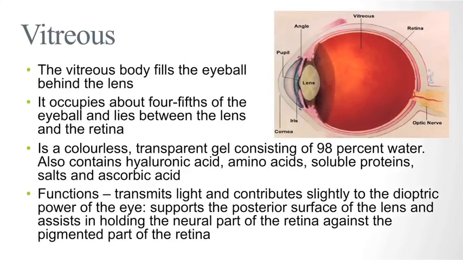The vitreous body fills the eyeball behind the lens. It occupies about 4/5 of the eyeball and lies between the lens and the retina. It is a colourless, transparent gel consisting of 98% water. It also contains hyaluronic acid, amino acids, soluble proteins, salts, and ascorbic acid.